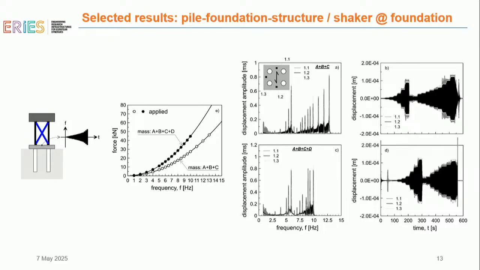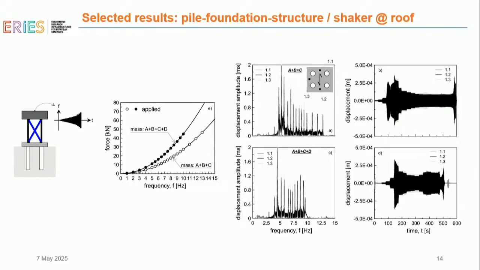So here we can see, if we place the shaker at the foundation, that clearly we have a resonance around 5 or 6 hertz. And this is more important if we place it on top, because if we place it on top, we create a higher rocking force, so we excite the structural response, the foundation, and the pile response more.